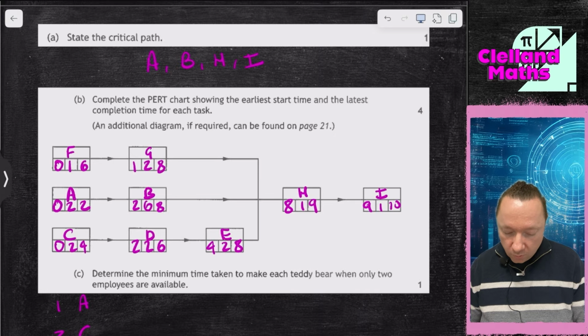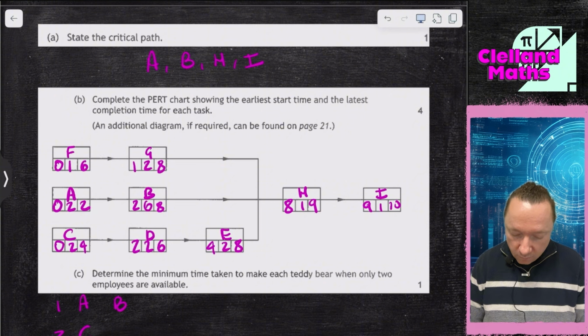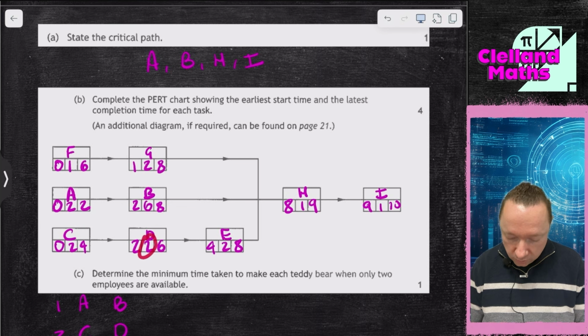Then employee 1 could move on to B, or we could move on to F or G. So let's say we just move on to B. Well, that means that employee 2 can do D. Now, while we're doing that, that's 2. So we could do something else that takes 2. Well, that's E.